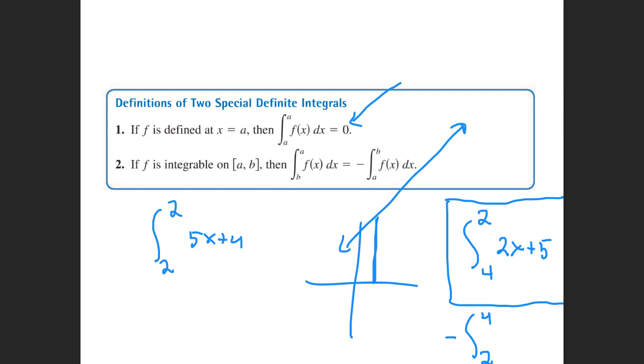So the negative integral from 2 to 4 of 2x plus 5 is exactly the same thing as this. So if you ever have a number on the bottom that is larger than the number on top, you have to flip it. And the only way you can flip it is by putting a negative out in front. So these are two special definite integral rules that you have to know. Okay, so here's a couple examples.